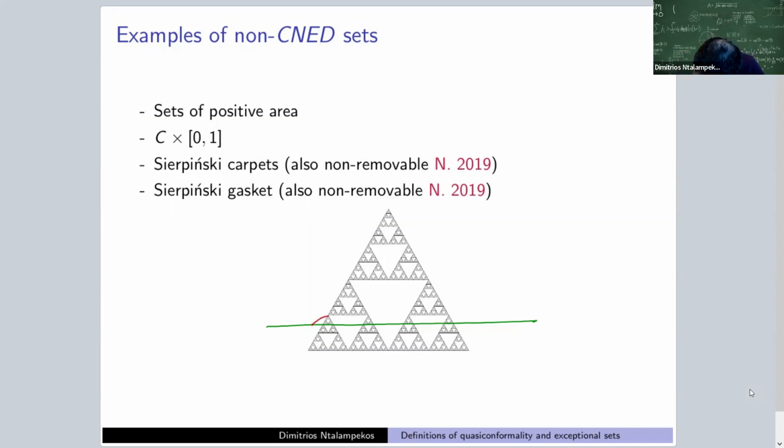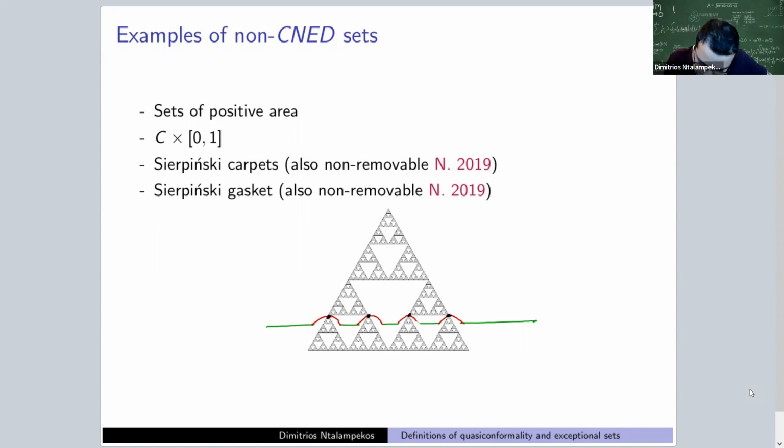Namely, if you go through these connection points between adjacent triangles, and then you erase these parts of the green line, then we have created a curve that's very close to the original green curve, but it intersects the gasket at finitely many points. So we have these connection points there. So it looks like that maybe the gasket is CNED, right? Because we can alter the curve slightly and go through these connection points to make the intersection countable.